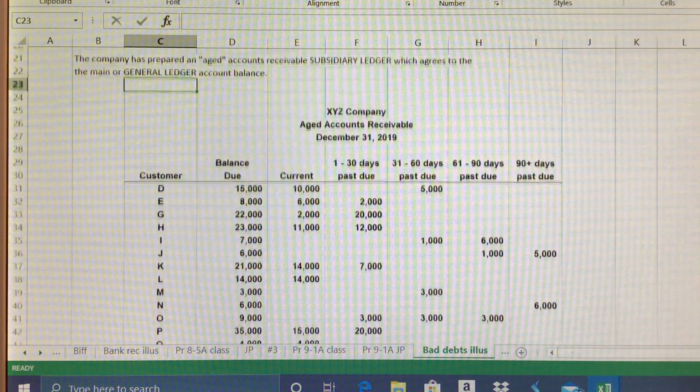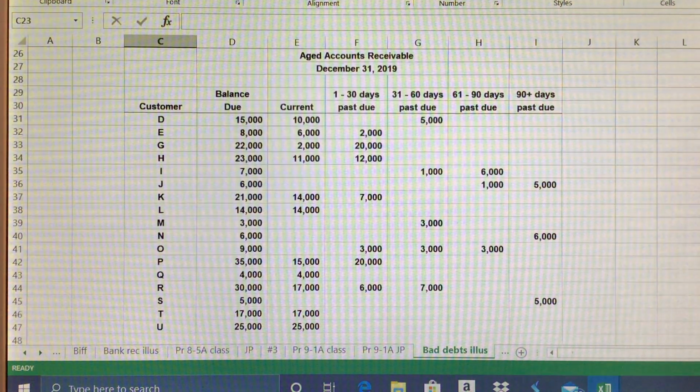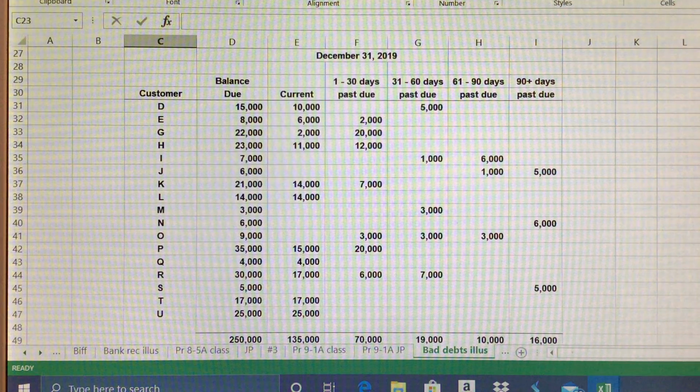What is this, you say? This is an aging of the accounts receivable. So if we assume that XYZ is selling net 30, which means they expect to be paid within 30 days, the current column would be the December invoices. 1 to 30 days past due would be November, October, September, August, and before. The older the receivable, the less likely it is that you're going to collect the money.